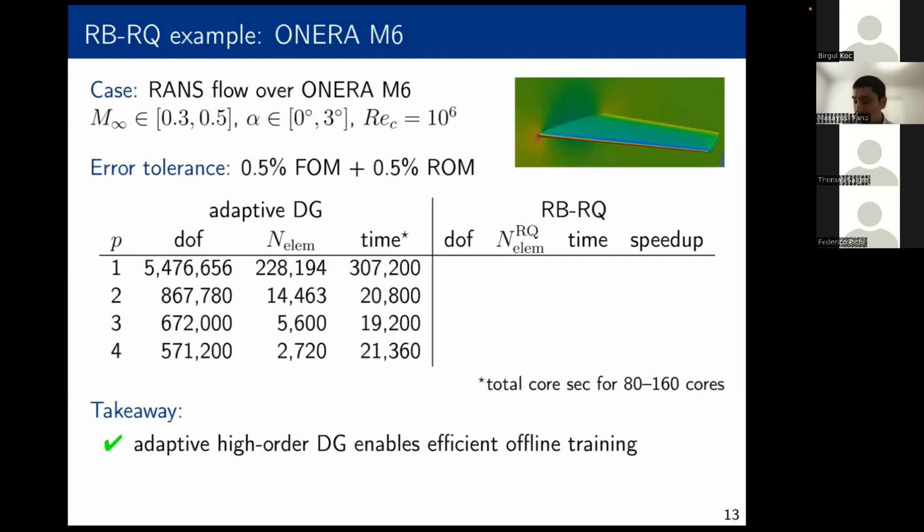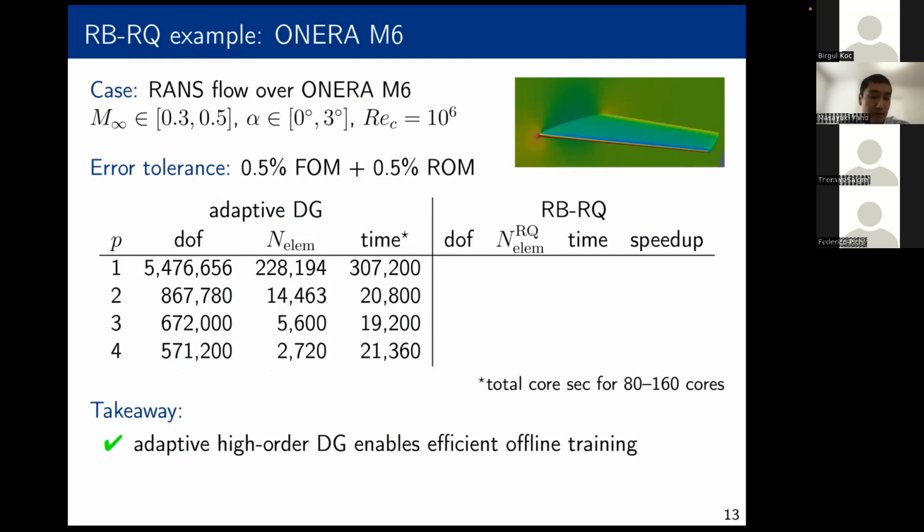So let's take a look at how this method works. We revisit the same ONERA M6 flow. This time the flow is parametrized. So the Mach number changes from 0.3 to 0.5, and the angle of attack from 0 degrees to 3 degrees. The Reynolds number is still fixed at 1 million. We again allocate 0.5% for the flow-order model, 0.5% for the ROM.